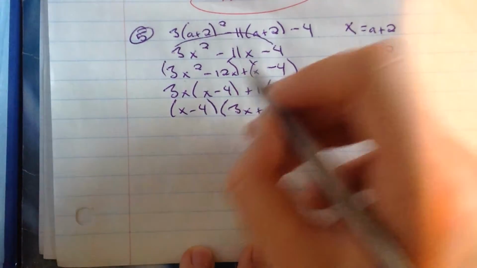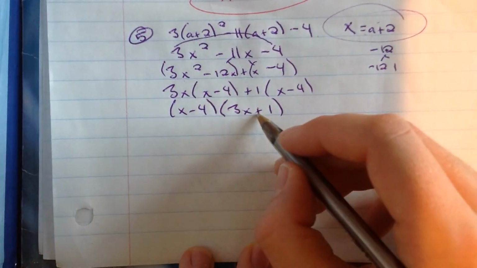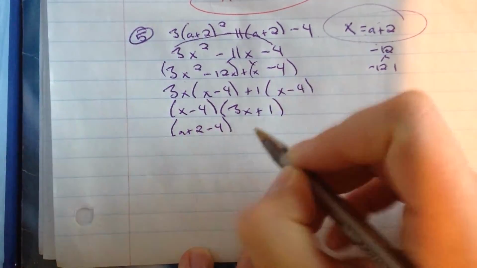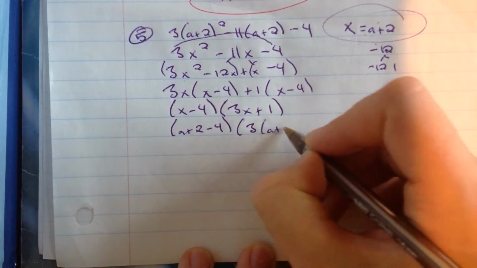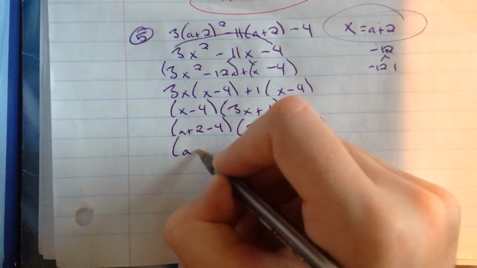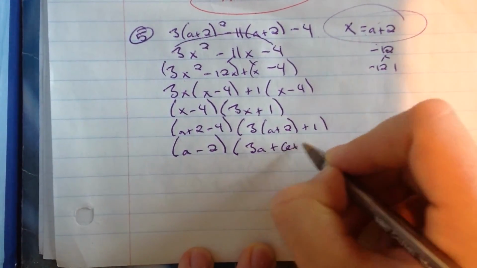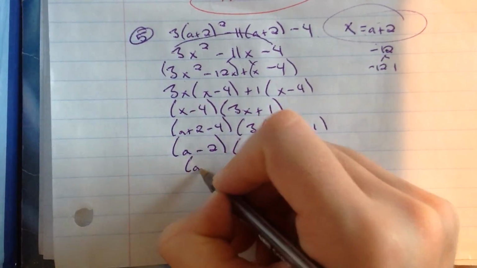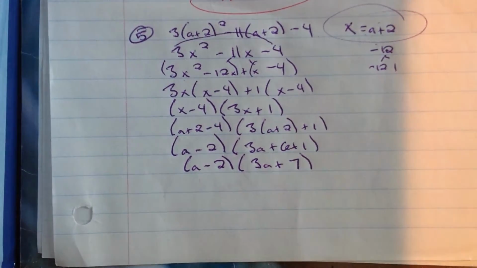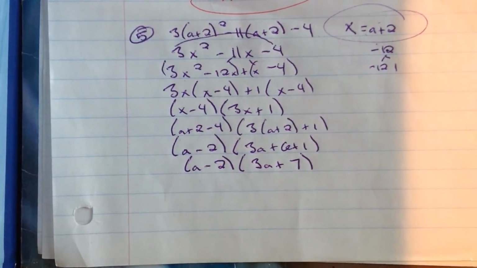The last step of this, we made a substitution at the beginning, so we have to undo that. So instead of x's here, I write a plus 2. So I get (a plus 2 minus 4)(3 times (a plus 2) plus 1). Combining like terms, I get (a minus 2)(3a plus 6 plus 1). So the front one stays the same. The second one combines to be 7 instead of 6 plus 1. So factoring this could look like this.